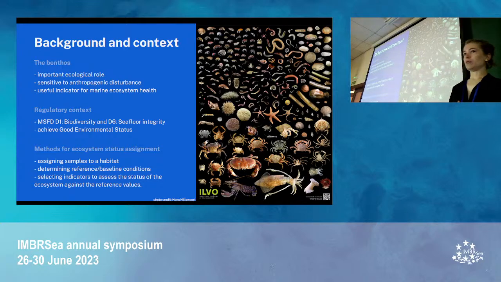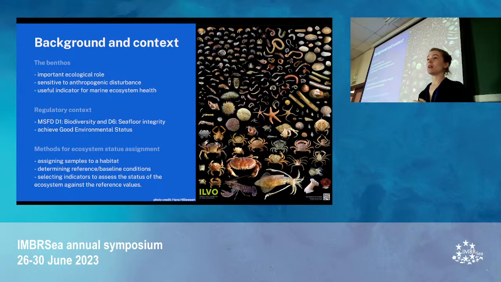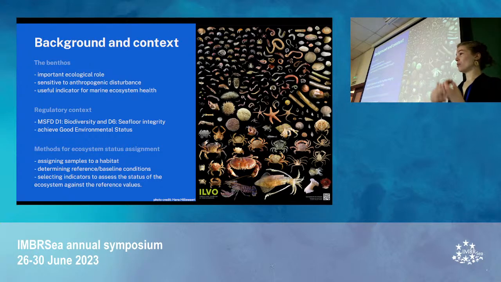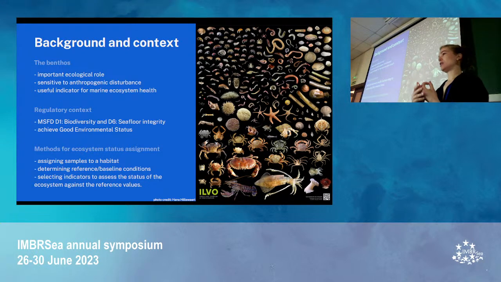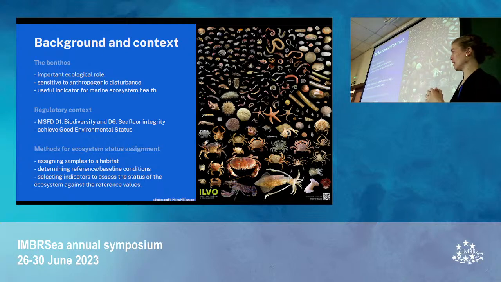In order to figure out whether an ecosystem is in good environmental status or not, there are three main steps that are required. First, you need to assign your samples to a habitat. Then you need to establish some reference or baseline conditions. And finally, you can calculate some indicators and compare them to your reference data.